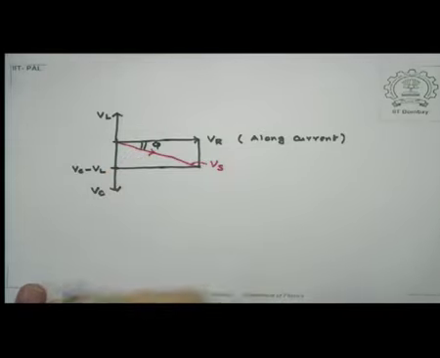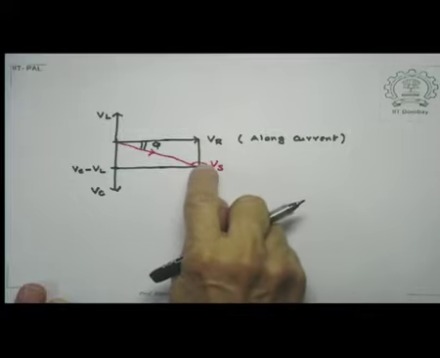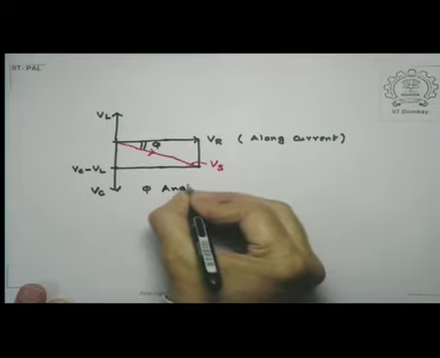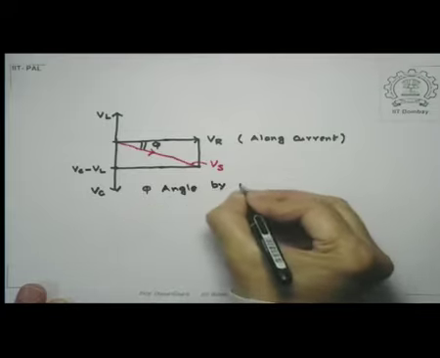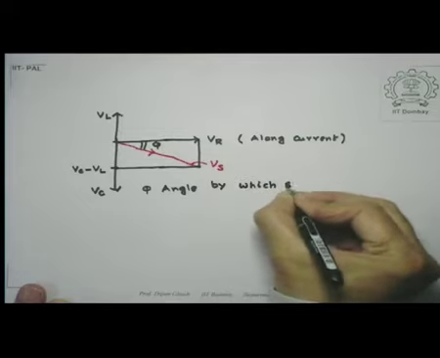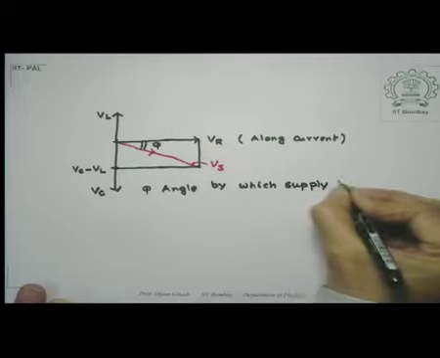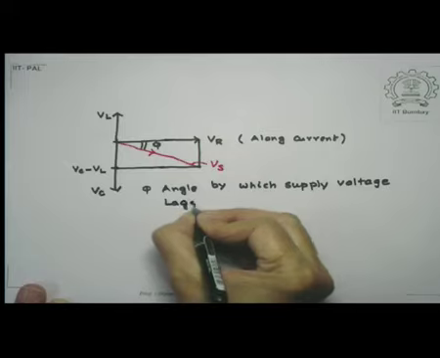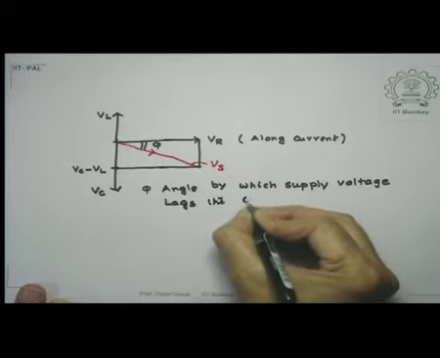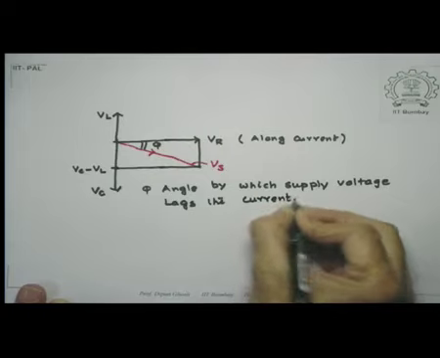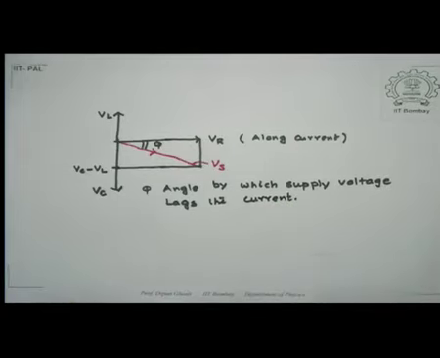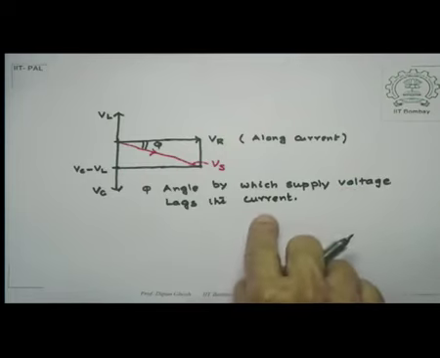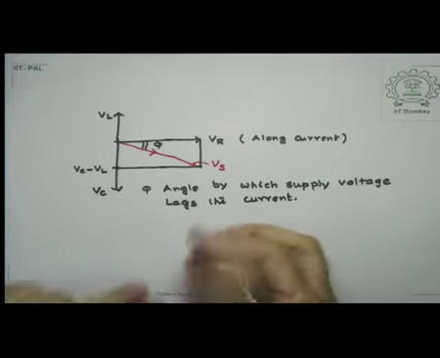Now, this angle phi is the angle by which the supply voltage lags the current. And here, since the voltage lags the current, the circuit is dominantly capacitive.